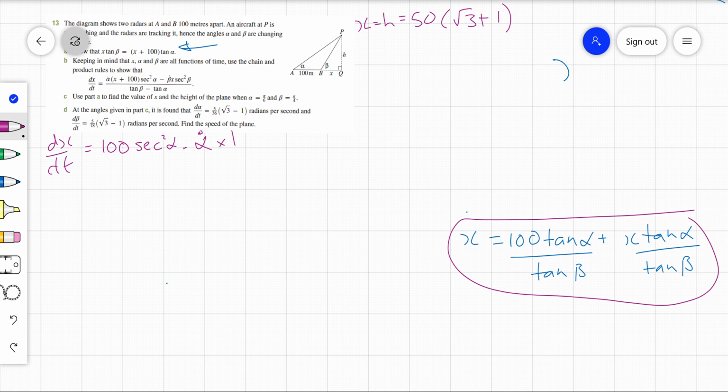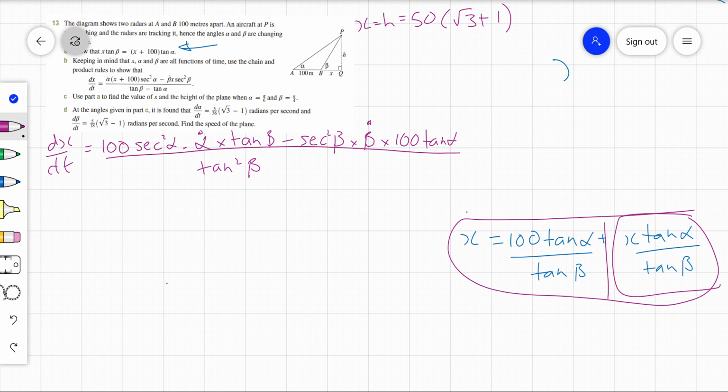And then that's u dash times v, v being the bottom, minus, now differentiate the bottom, so there is sec squared beta, and beta is in terms of t, so times beta dot, that's using the chain rule, times u, the top, so times 100 tan alpha, and that's all over tan squared beta, the square of the bottom. Alright, I'm going to run out of room totally here. So that was just for the first term.